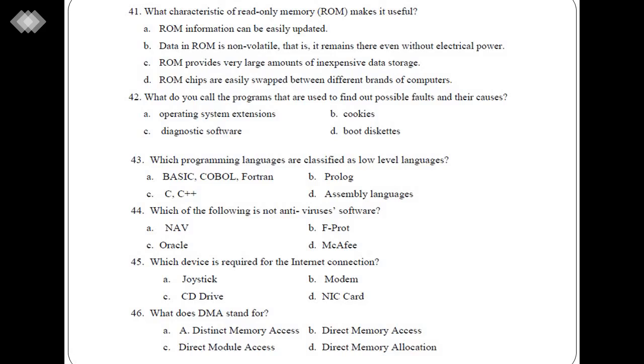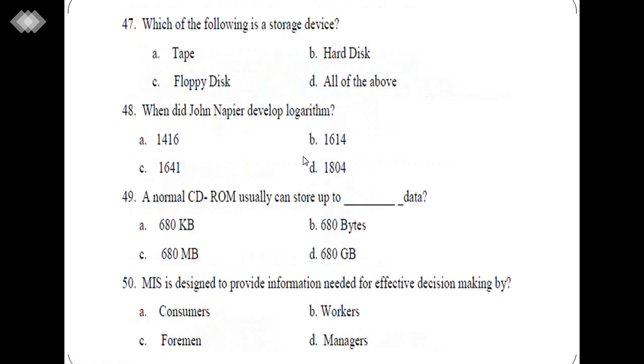Now question number 46: what does DMA stand for? A. Distinct memory access, direct memory access, direct module access, and D is direct memory allocation. Now the next question: which of the following is a storage device? That is tape, floppy disk, hard disk, and all the above, related to question number 47. Now in question number 48: when did John Napier develop algorithms?